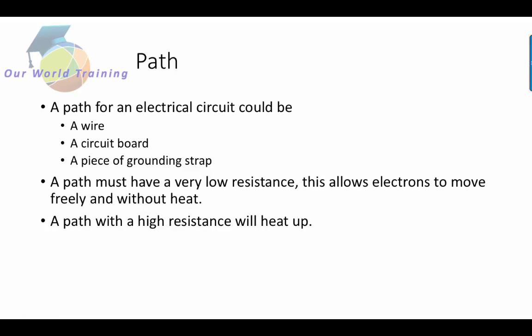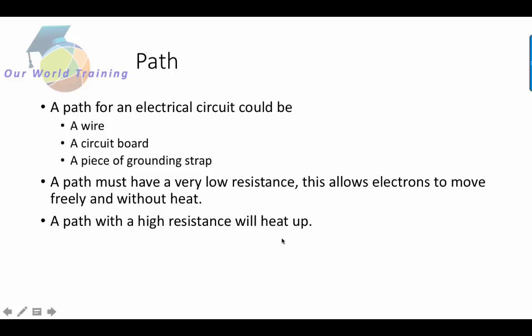A path is a wire, circuit board, could be a piece of grounding strap. A path has to have very low resistance. The low resistance allows electrons to move freely and without heat. The minute I increase resistance, I slow the electrons down and I actually create heat.